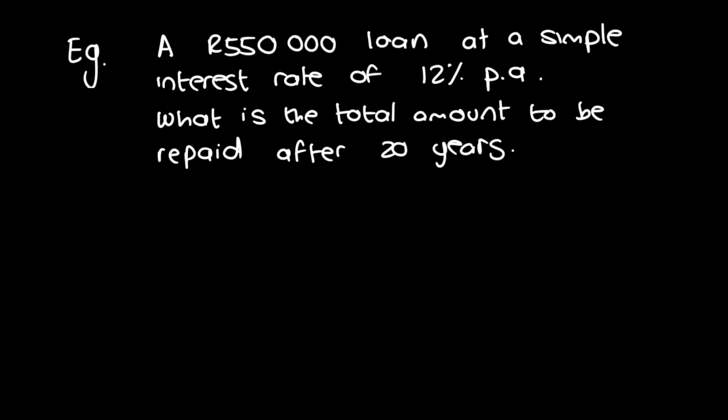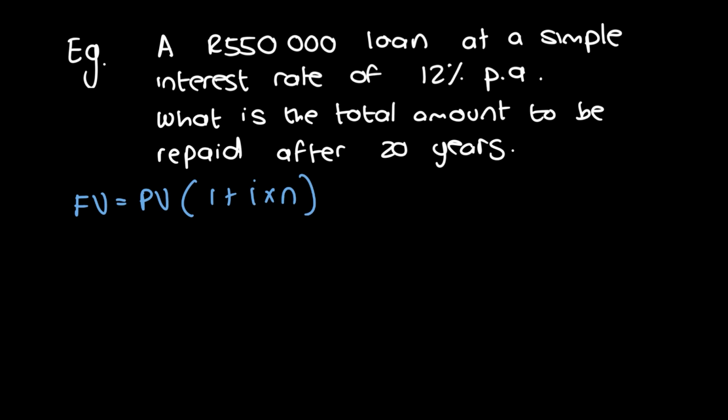So we have a 550,000 Rand loan at a simple interest rate of 12% per annum. Then we ask, what is the total amount to be repaid after 20 years? So we're looking for the future value. So let's first write down the formula. The future value is equal to the present value multiplied by 1 plus i times n. And in this case, our future value, the thing we're looking for, is also the subject of the formula, so we don't have to make any changes here. We can just plug and play.